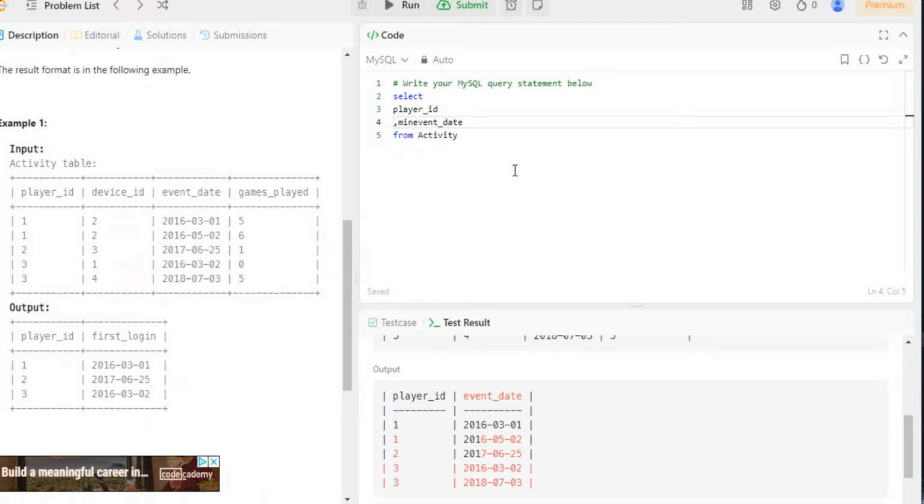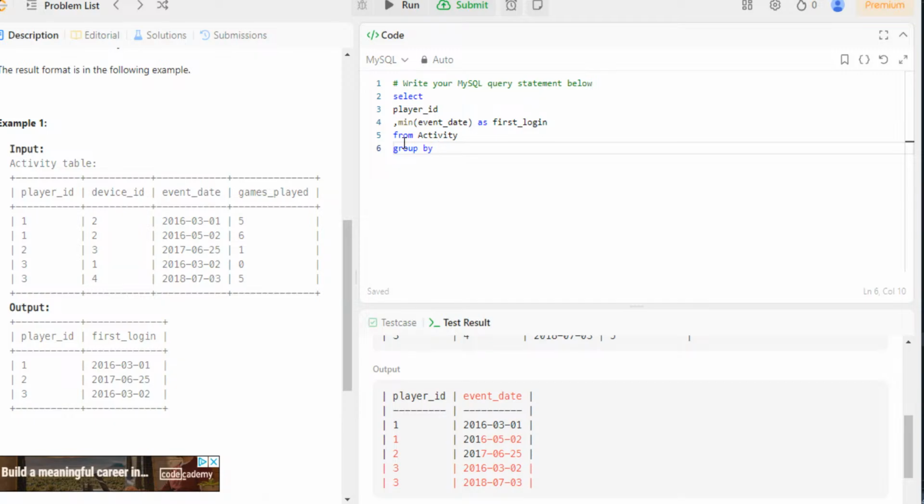All right. Min, and then we're going to do this a different min on. So min is an aggregate function, and then as first login. Since this is an aggregate function, you need a group by. Group by. Now, what's super cool about this?